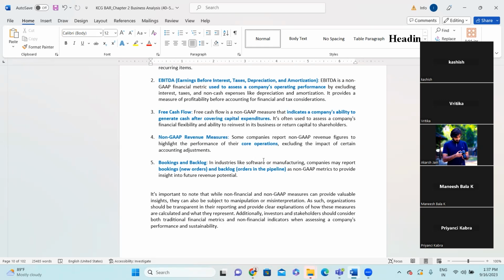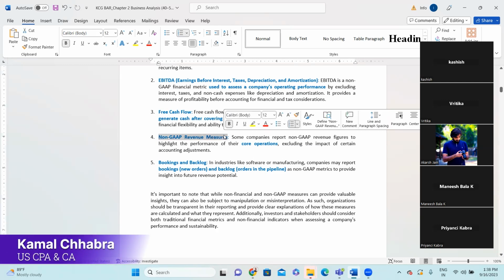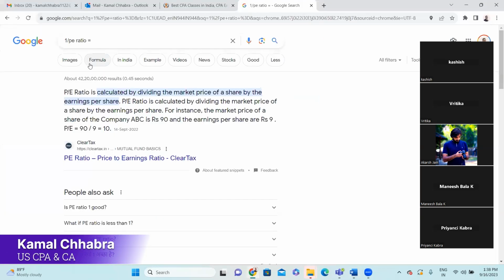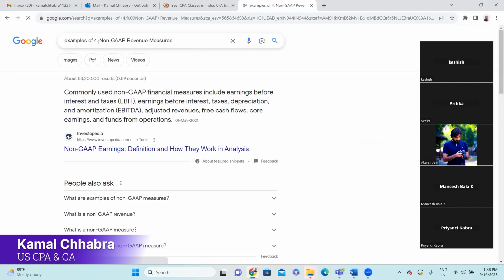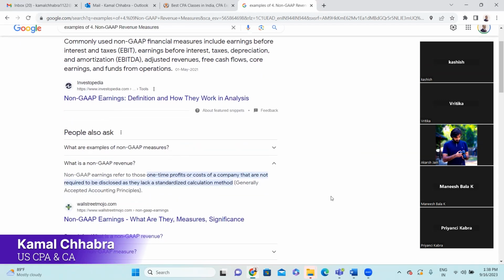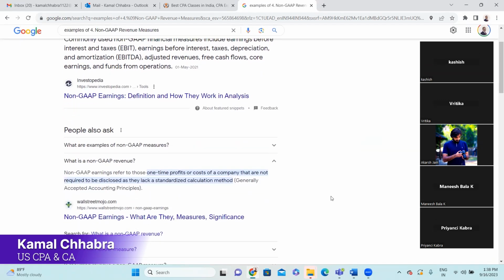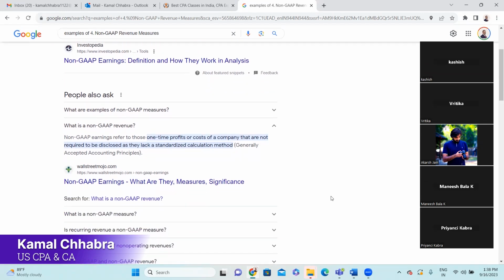So non-GAAP revenue measures, sometimes company report non-GAAP revenue figure to highlight the performance of their core operation, excluding the impact of certain accounting adjustment. So non-GAAP revenue measures, what it could be? Any idea? Any idea what can be the non-GAAP revenue measures? Sir, intercompany sales, I think. Interdepartment. Yeah, no, I don't think that will come in this. So non-GAAP earnings, one-time profit or cost of the company that are required to disclose.